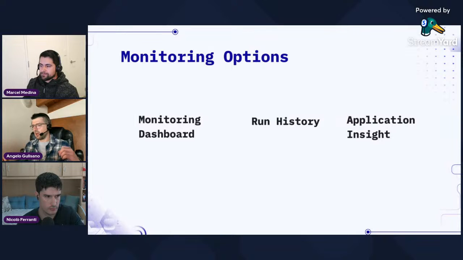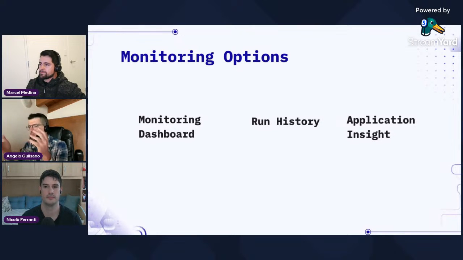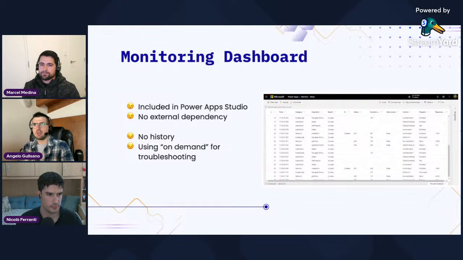So we spoke about why, and now we are speaking about options. Basically, we have three options. We can use the monitoring dashboard of Power Apps. We can use the run history of Power Automate, but we can also use Azure Application Insights with all of our Power Platform solutions. So let's speak about the first one.